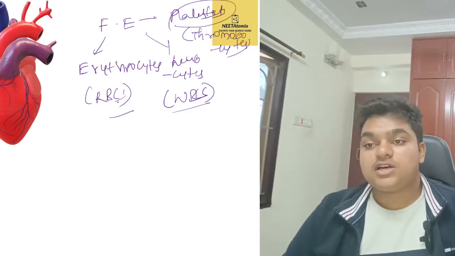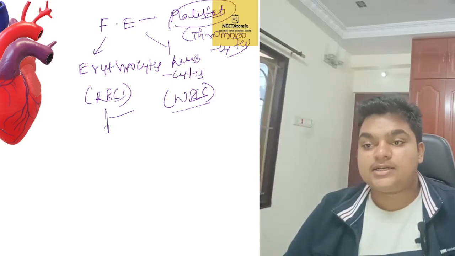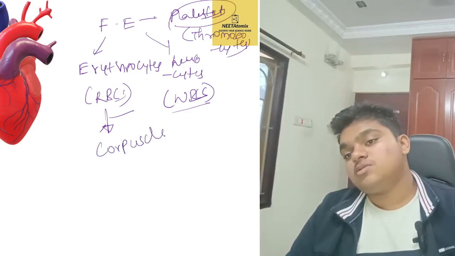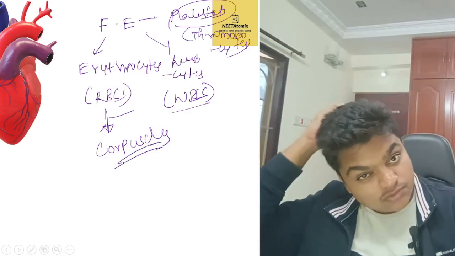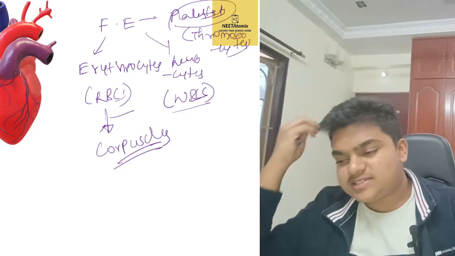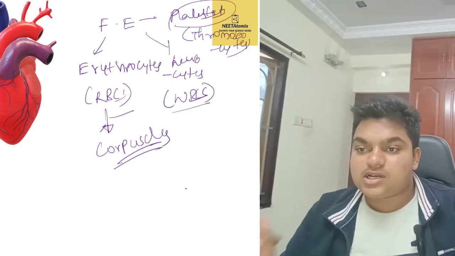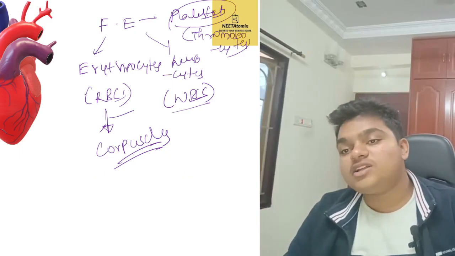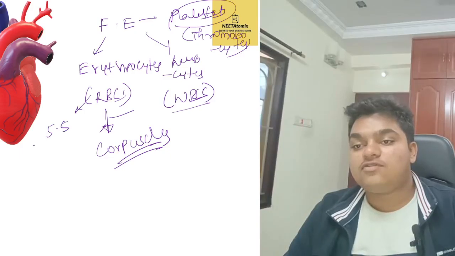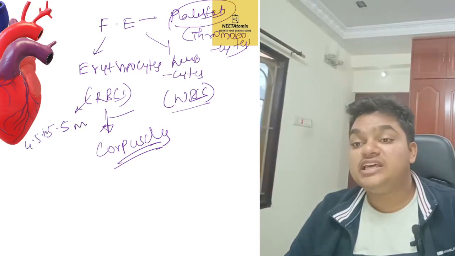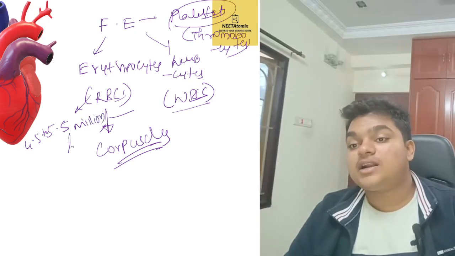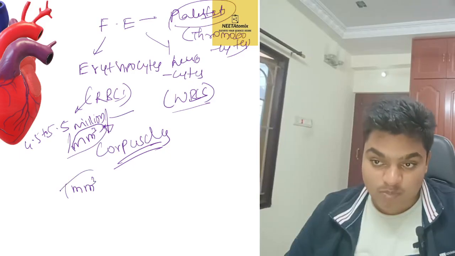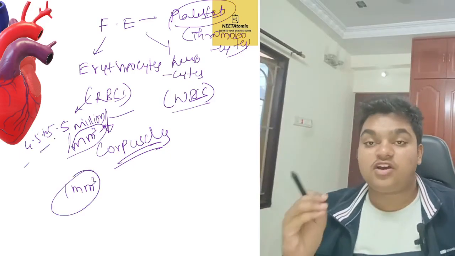Now, what are these RBCs? RBCs are red blood corpuscles. If anyone asks you, don't usually say cells, say corpuscles, because they are small and minute. So that is why we call them corpuscles. Next one, how much amount of RBCs do we have? We have 4.5 to 5.5 million RBCs per mm cube. This is volume. Per 1 millimeter cube of blood, we have 4.5 to 5.5 million RBCs.